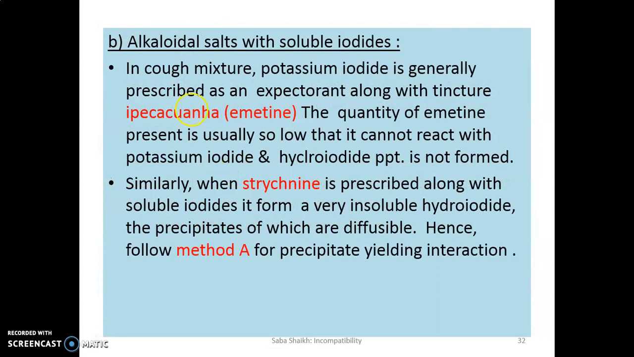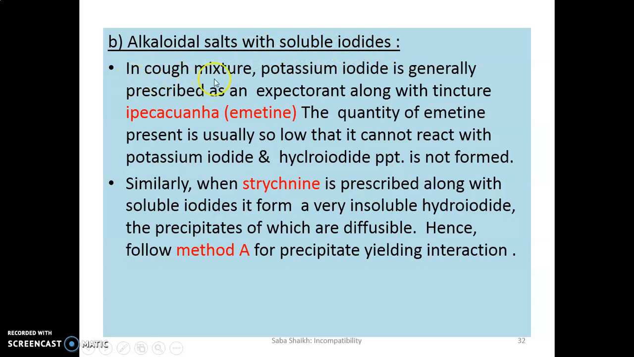B. Next is alkaloidal salt with soluble iodides. Now we have seen in A alkaloidal salt with alkaline substance. Now here in B we are going to see alkaloid salt with soluble iodides. So what will happen when these two react?